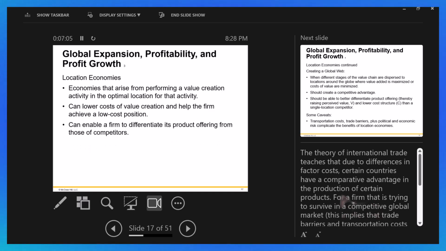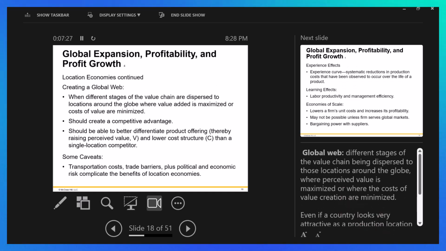Location economies arise from performing a value creation activity in the optimal location for that activity. They can lower the cost of value creation and help the firm achieve a low-cost position and competitive advantage. It can also enable a firm to differentiate its product offering from those of competitors.